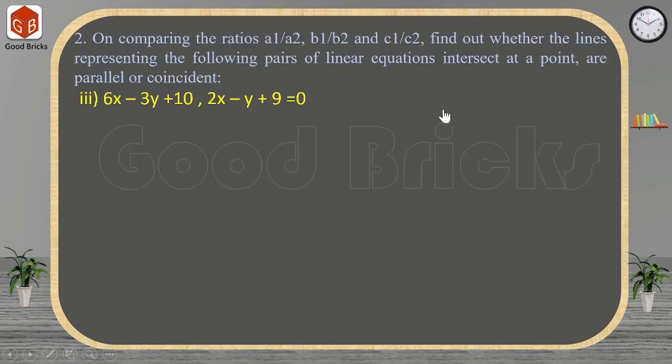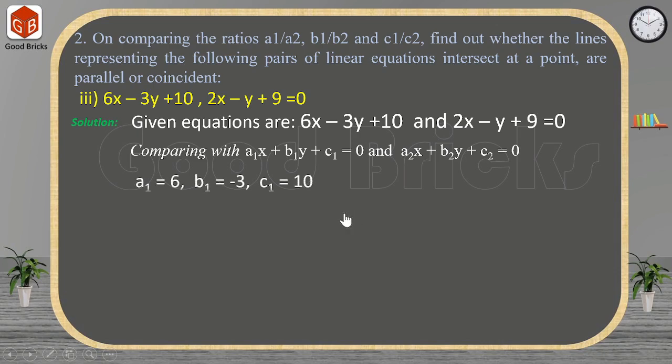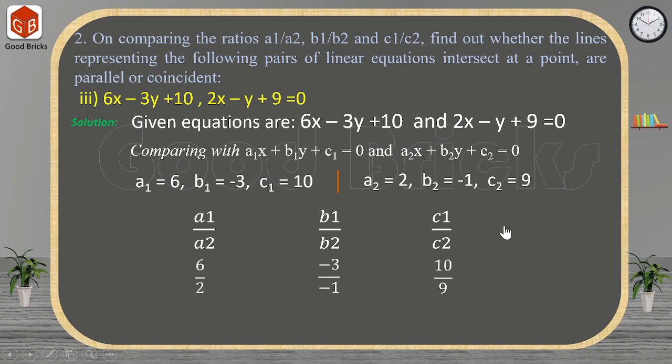Let us look at the next question, and again after comparison you will get these are the values of first equation, and after comparison of second equation you will get these are the values. Let us now find the ratios. So when you take ratios, after simplification you can get 6 by 2 is nothing but 3, and here you will get 3, and here you will get again 10 and 9 don't have any common factor.